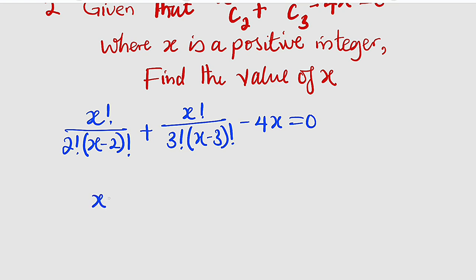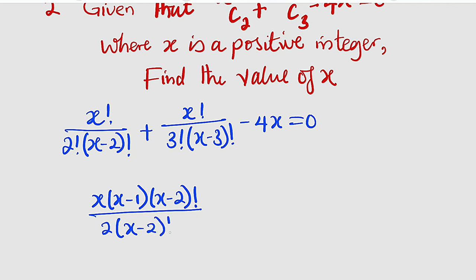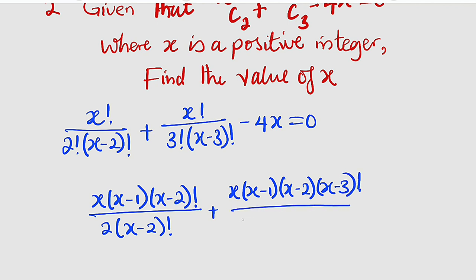So if we take x, the next one will be x minus 1, and the next one will be x minus 2. I'm going to stop here because we have (x - 2) factorial down here, divided by 2 factorial, which is 2 times 1, which is 2, multiplied by (x - 2) factorial. Let's do the same thing here. We have x times (x - 1) times (x - 2) times (x - 3) factorial, divided by 3 factorial, which is 3 times 2 times 1, which is 6, times (x - 3) factorial, minus 4x, everything equal to 0.